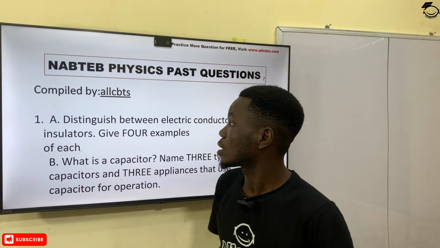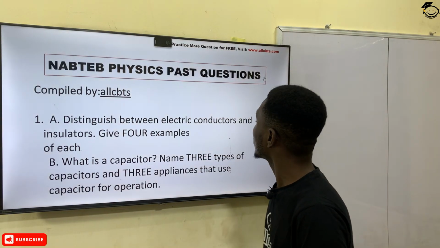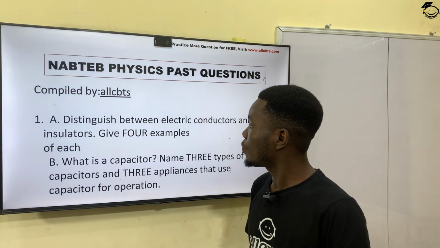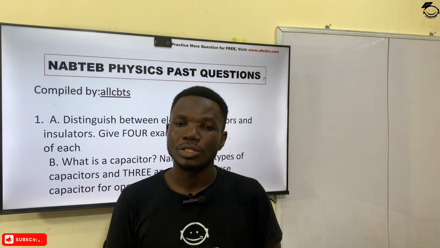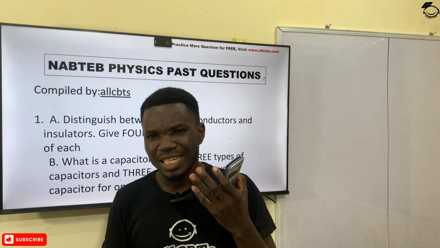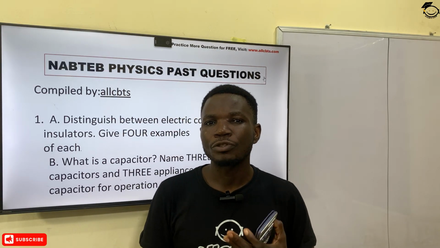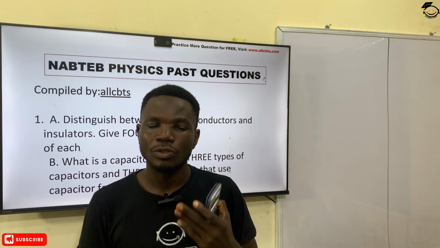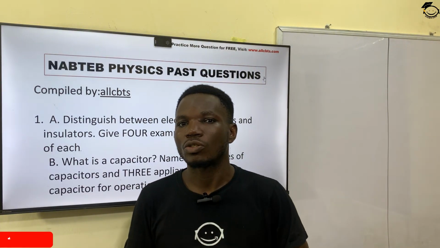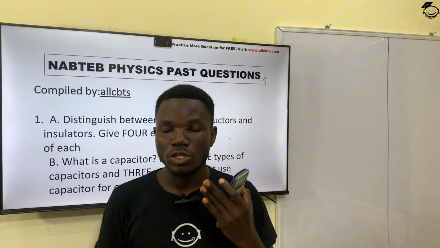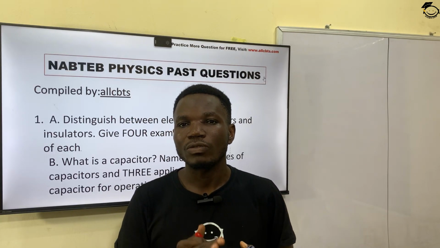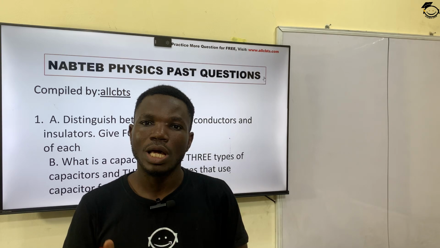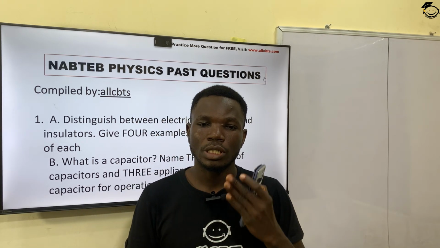The first question says, distinguish between electric conductors and insulators. Give 4 examples of each. Now, an electric conductor is a material or a substance that allows the free flow of charges or the free flow of electrons. So any material or substance that allows the free flow of charges from one point of that material or substance to the other is called an electric conductor.